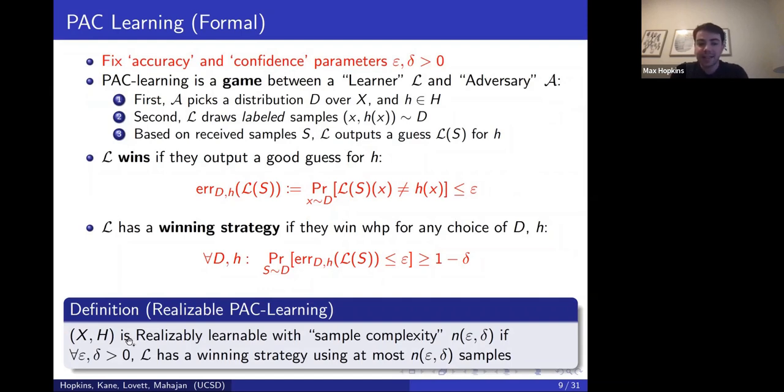So we say that a class (X, H) is realizably PAC learnable with some sample complexity function n(epsilon, delta). This is some function like log 1 over delta over epsilon or something like this. If for all epsilon, delta greater than 0, so for all choices of accuracy and confidence parameters, L has a winning strategy that uses at most n(epsilon, delta) samples. So in other words, a class is PAC learnable basically when the learner has a winning strategy that uses a bounded number of samples. That's going to be our definition for PAC learnability.